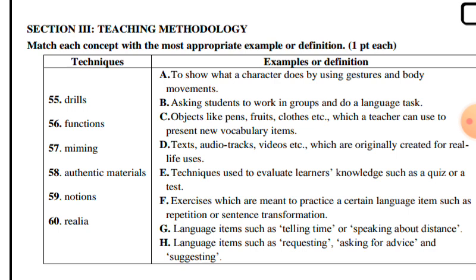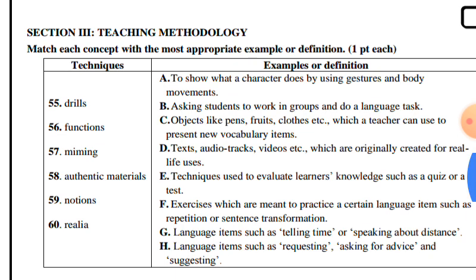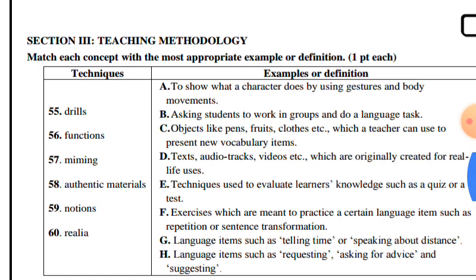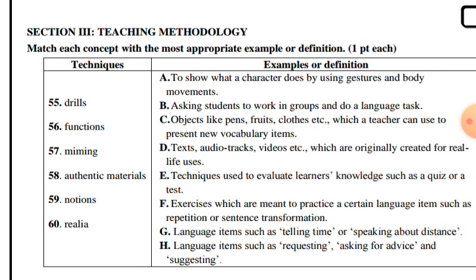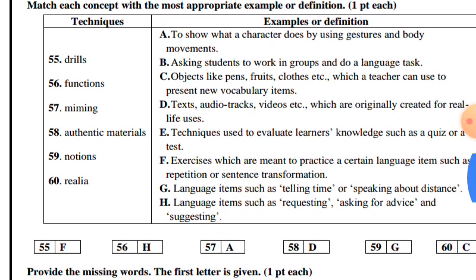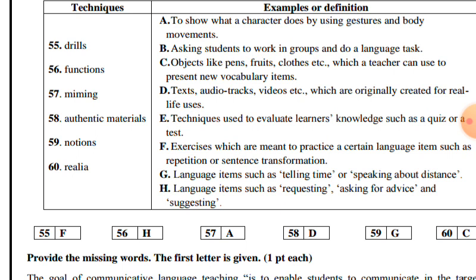Authentic material. 58, the right answer is D: texts, audio tracks, videos, etc., which are originally created for real life uses. 59, notions. The right answer is G: language items such as telling time or speaking about distance. The last one is realia. 60, the right answer is C: objects like pens, fruits, clothes, etc., which a teacher can use to present new vocabulary items. So here are the answers if you want to note them. Let us move to the next part of the exam.